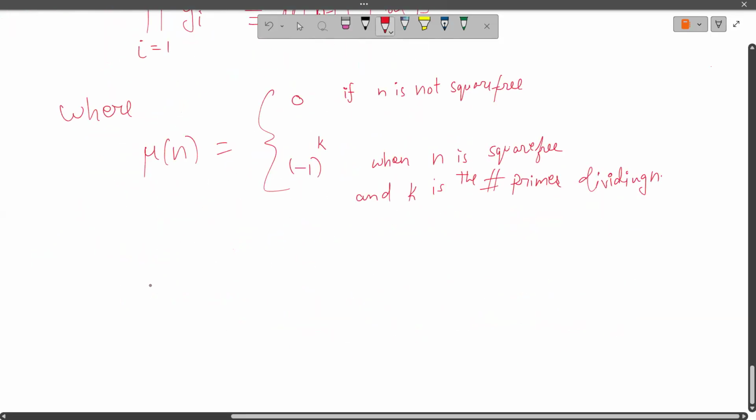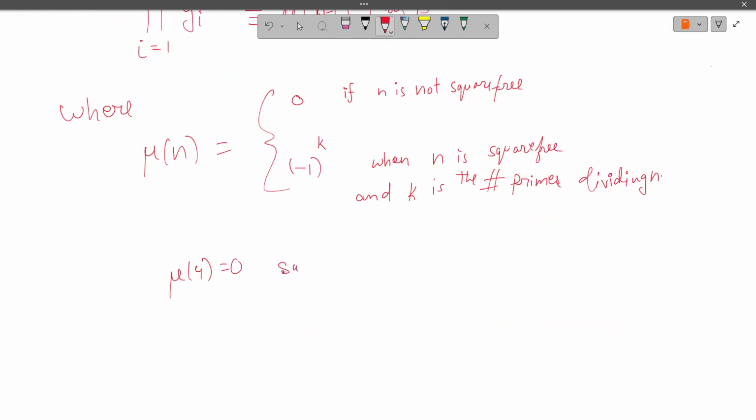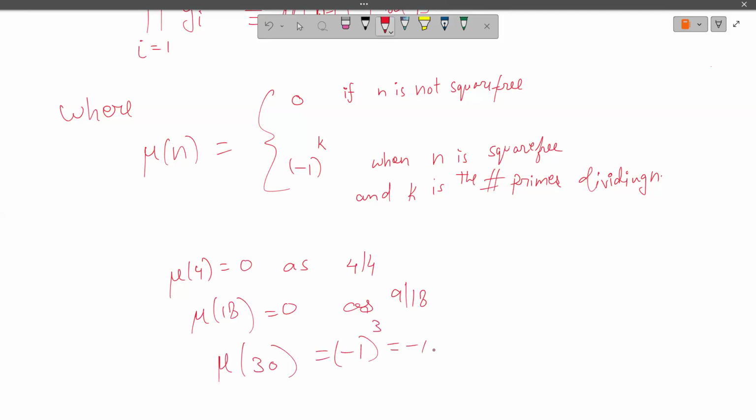Okay, I'll just do some examples, I suppose. So mu of 4 is 0 as 4 is not square free, like 4 divides 4. Mu of, let's see, 18 is also equal to 0 as 9 divides 18, while mu of 30 is equal to negative 1 raised to the power 3, which is negative 1, as 30 is equal to 2 into 3 into 5.